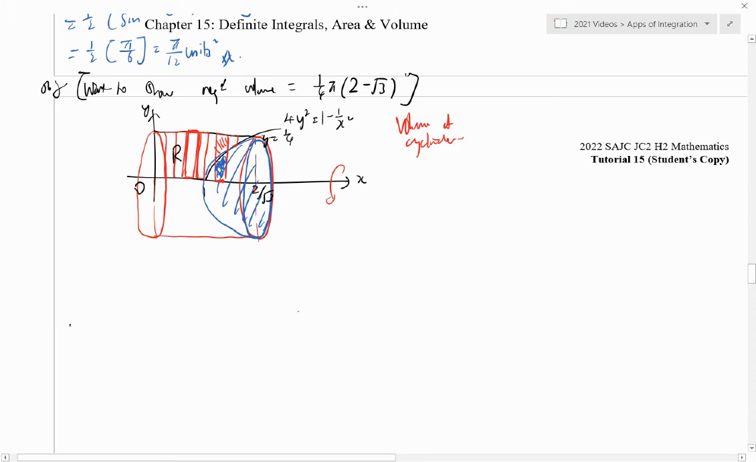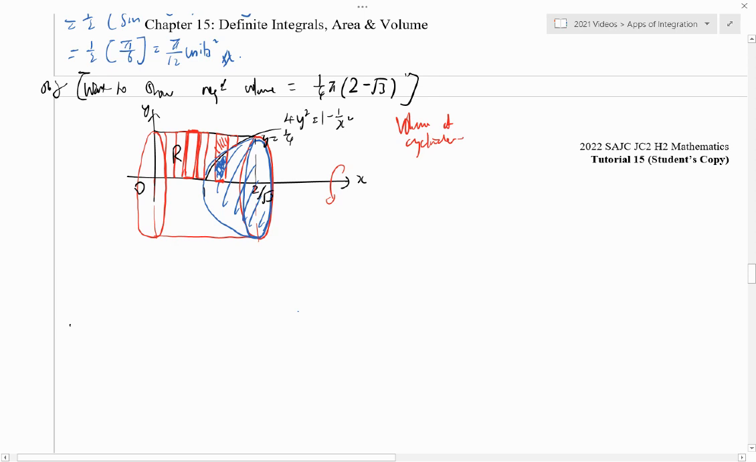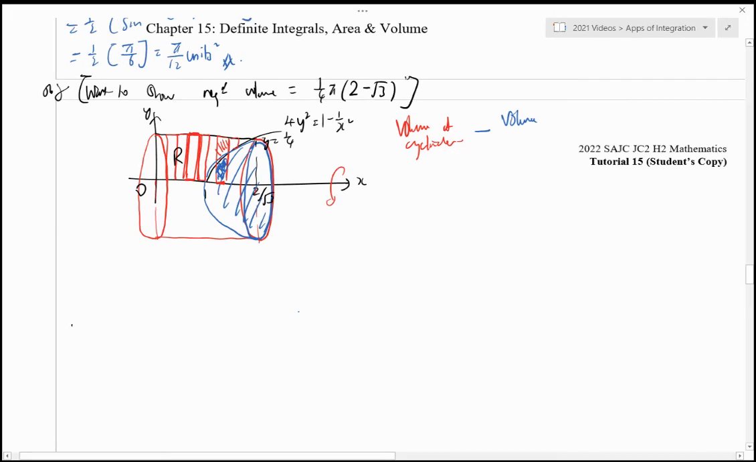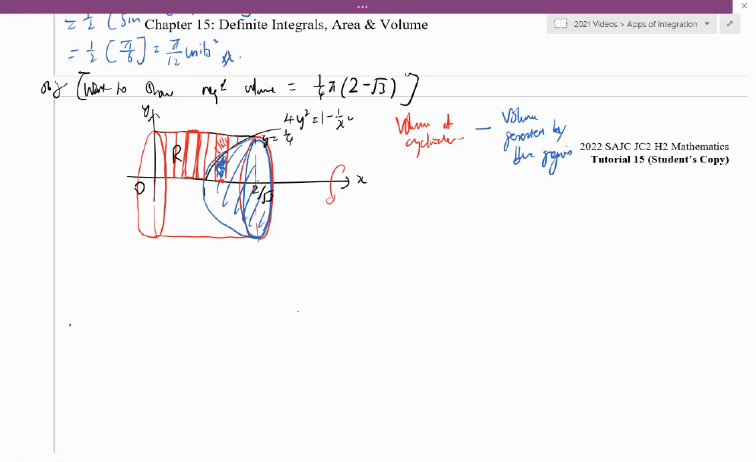So effectively, in order for us to talk about the volume of the object when R rotates about the x-axis by 2 pi radian, I need to take the volume of the cylinder in red, subtract the volume generated by the blue region. Right? So let's look at how we can find the volume generated by the blue region.